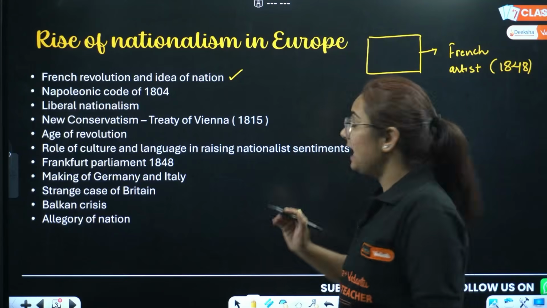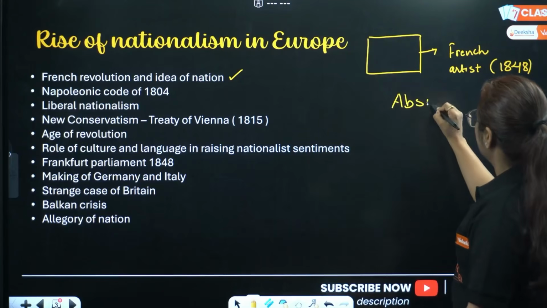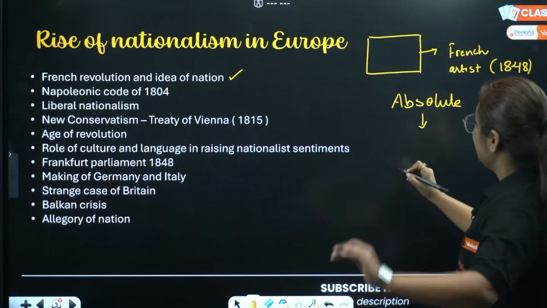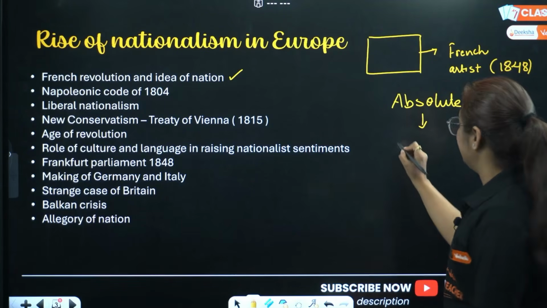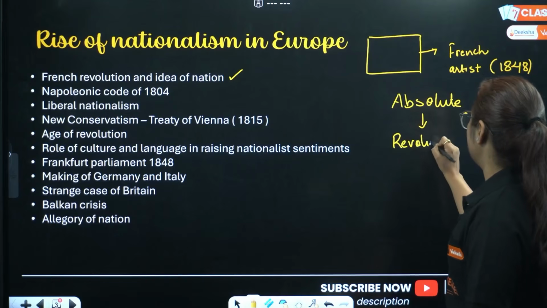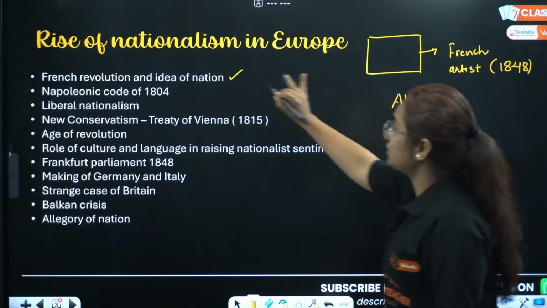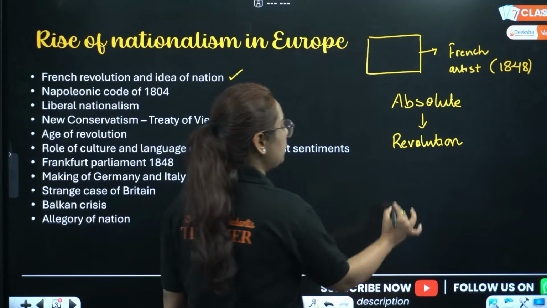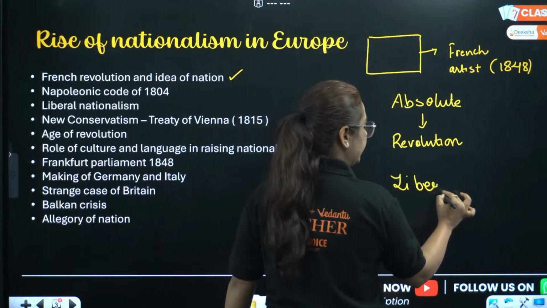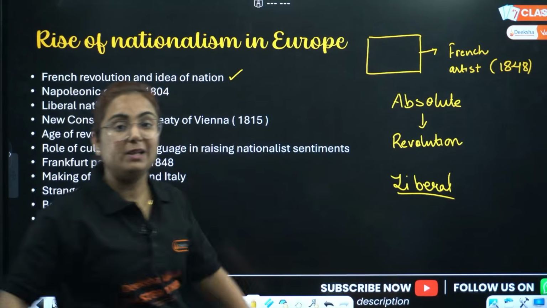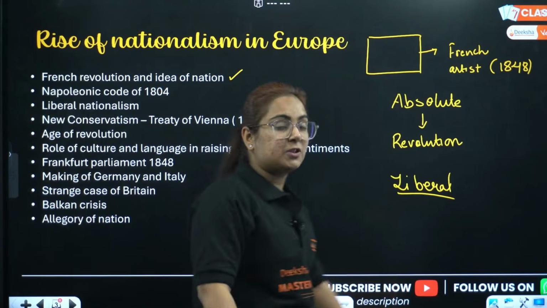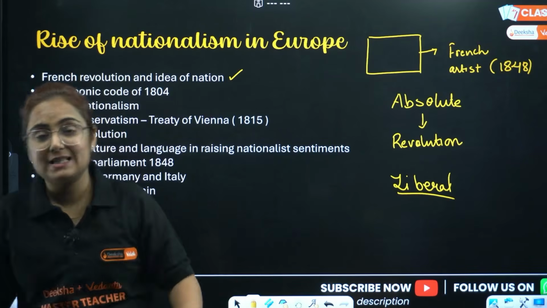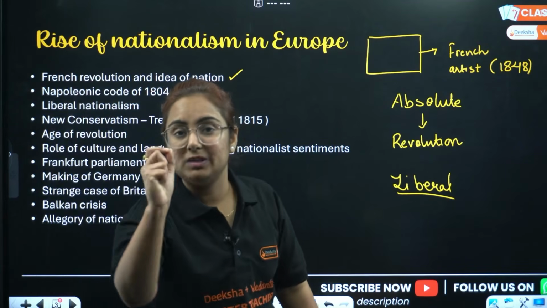The picture is such that there was absolutism or absolute institutions in Europe which was replaced, or tried to be replaced, by various revolutions, and one among them is the French Revolution. But what happened? One more ideology came into the picture, that is liberal ideology. Liberalism. And here comes in the picture Napoleon. Napoleon fought various wars with the conservative people and finally became the Emperor of France.